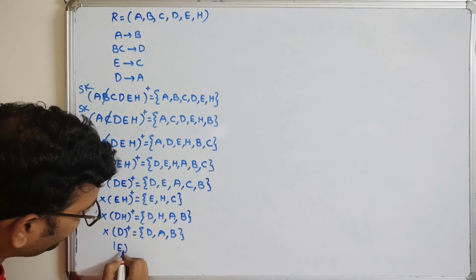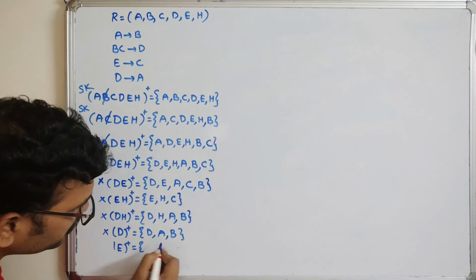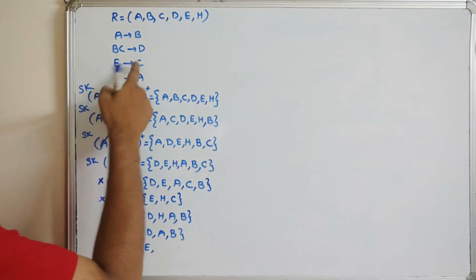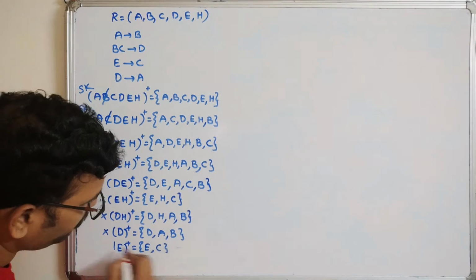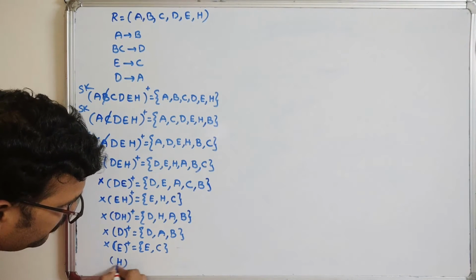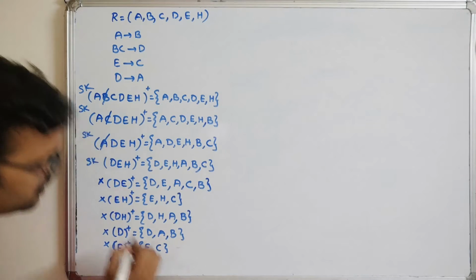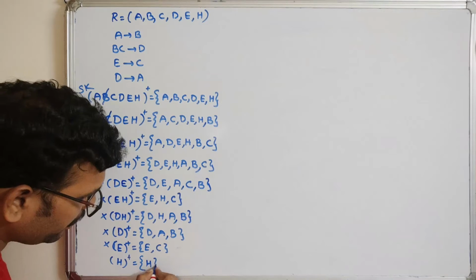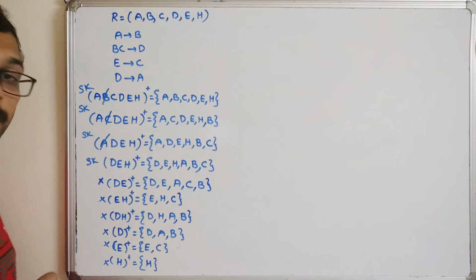Coming to the E attribute, by using E we can get E, and if you know E, we can get C. That's it, only two attributes. So this is also not a super key. Next, H. There is no functional dependency with the attribute H, so only H can be determined. So this is also not a super key.